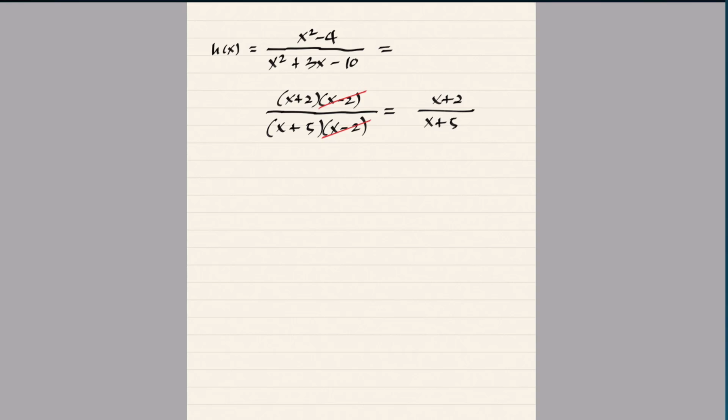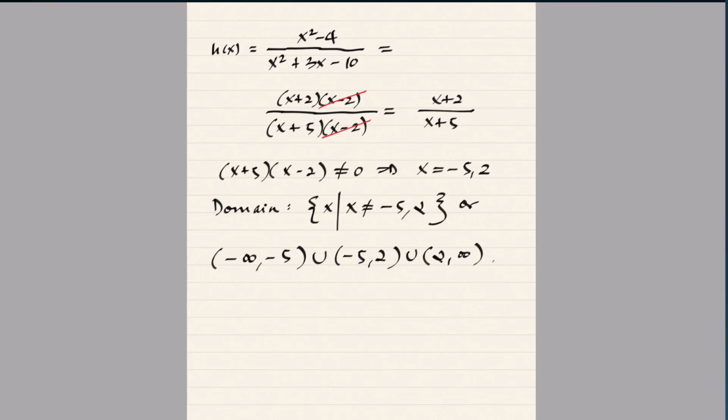Let's put it down. So in other words, before the cancellation took place, that's where we're looking at our denominator and using it to determine the domain. And so if the quantity x plus 5 times x minus 2 is non-zero, that would mean that x cannot be negative 5 or positive 2, and therefore the domain would be x such that x is not negative 5 or positive 2.